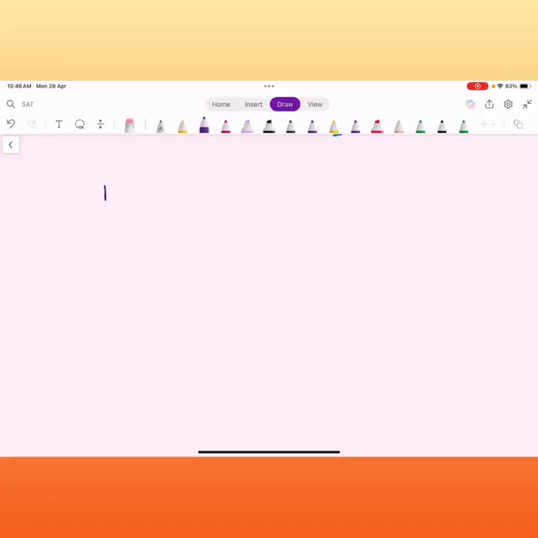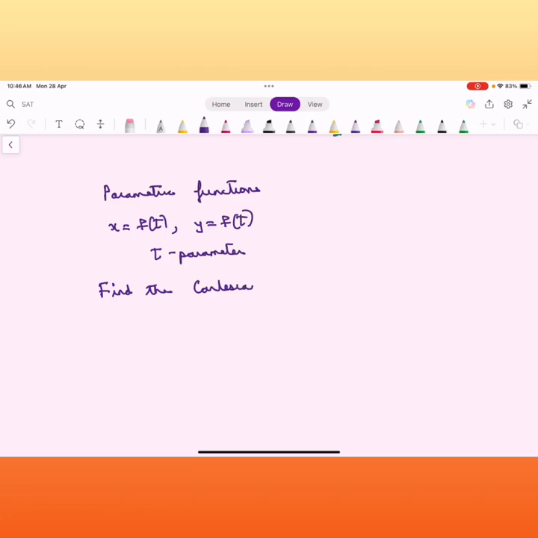So what are parametric functions? If x is a function of t and y is a function of t, these are called parametric functions, and t is the parameter. For example, find the Cartesian equation. Now what are Cartesian equations? They are equations involving x and y.